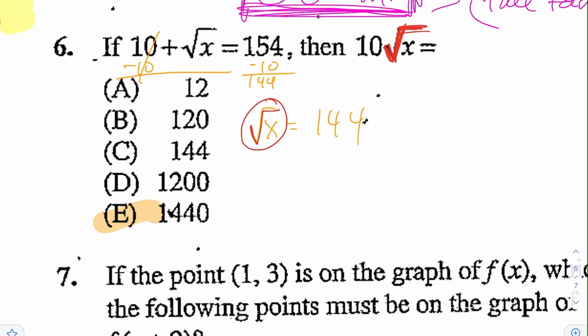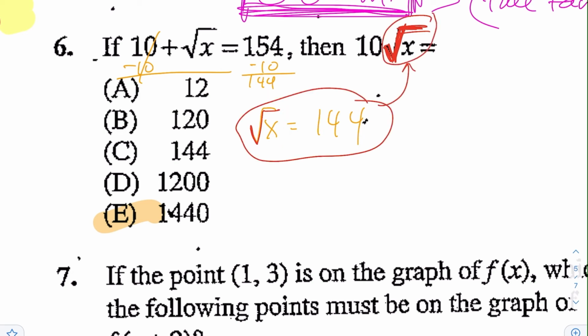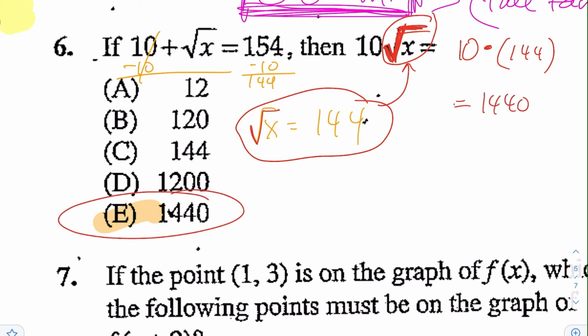So you can just replace this 144 into this entire square root of x expression, which means this will be 10 times, instead of square root of x, this is 144. And 10 times 144 is 1440, which is choice E.